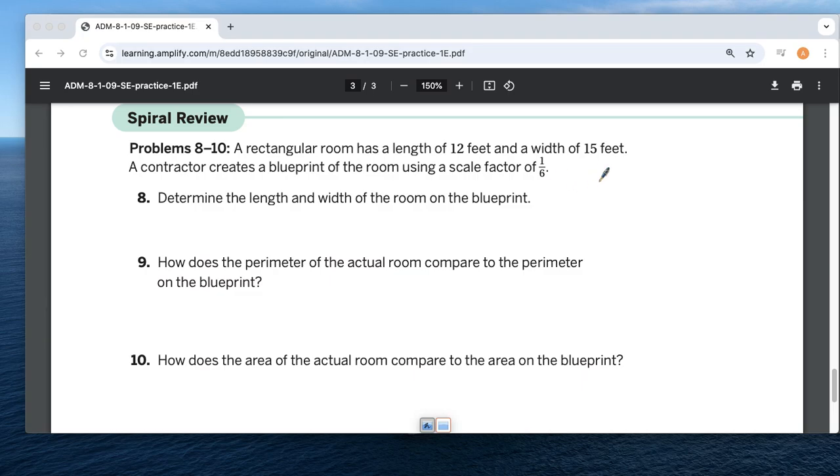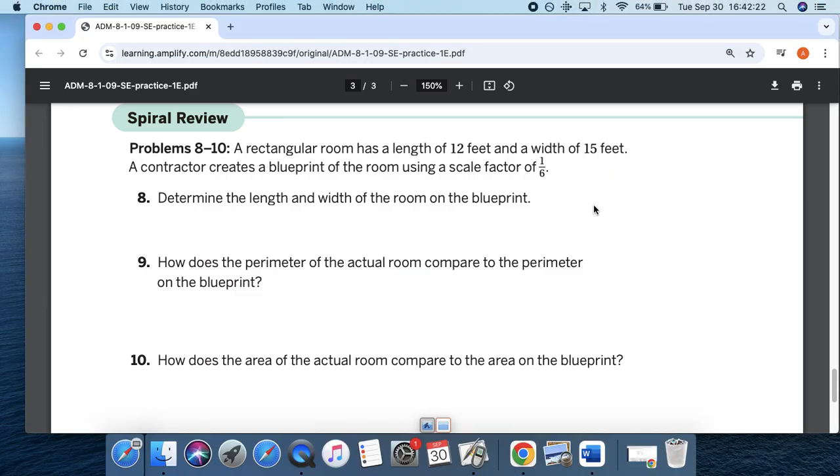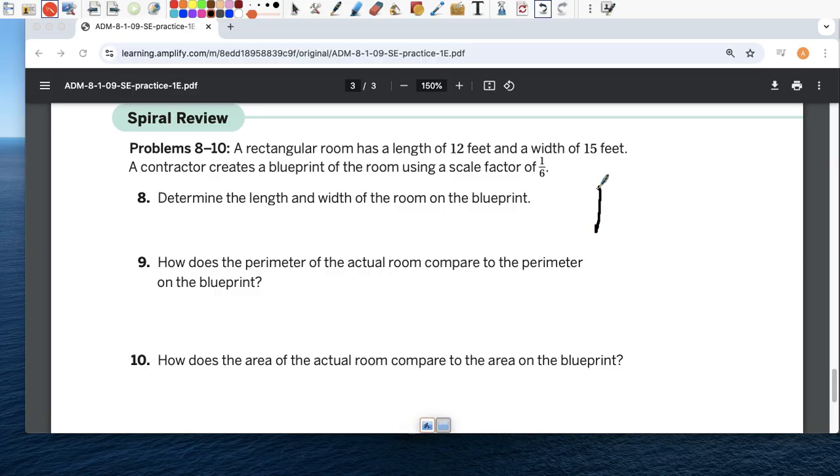A rectangular room has a length of, let me draw it out. Always draw it out. Has a length of 12 and a height of 15. So 12, 15. Let's leave it like that. A contractor creates a blueprint of the room using a scale factor of 1/6. Determine the length and the width of the room in the blueprint. So 12 feet, and then you have, this is the actual, right, in real life, actual. Scale factor. So we're going to draw it up, and we're going to use a scale factor of 1/6.